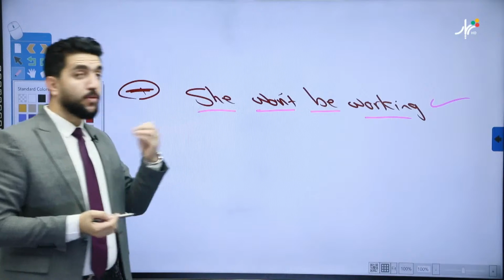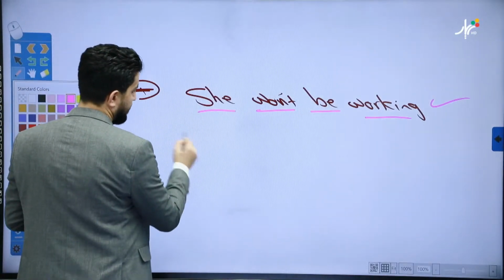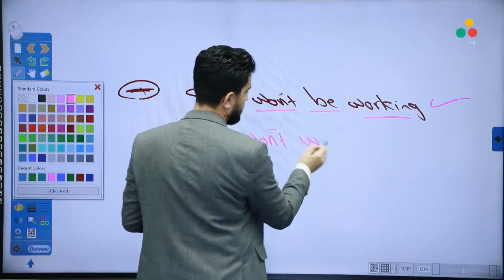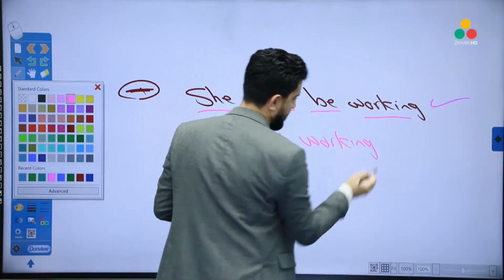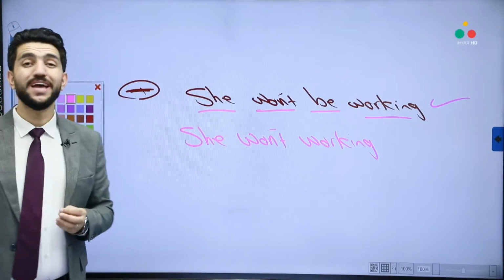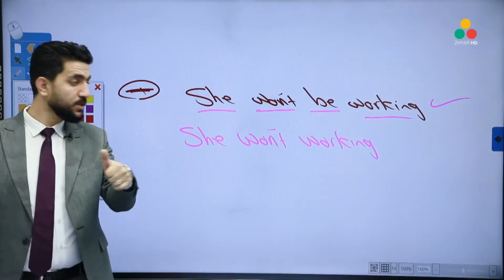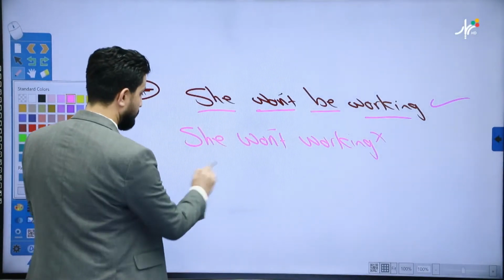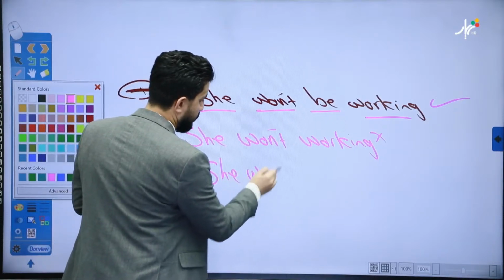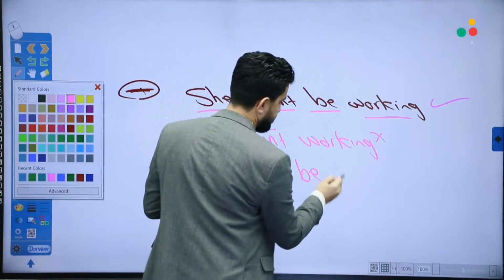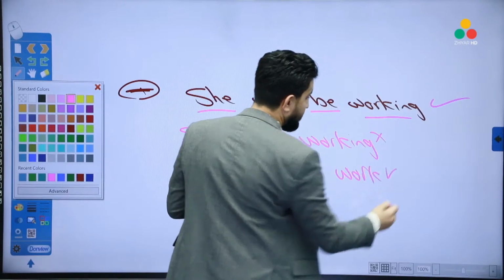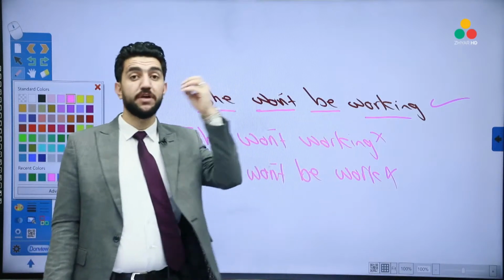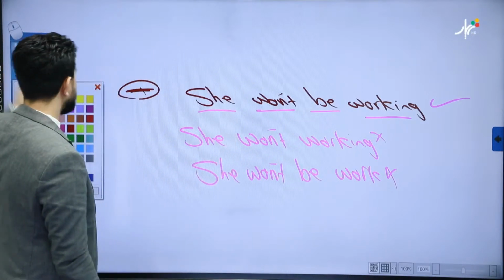We have be, verb be. And what's not correct when it comes to this? For example, if it was like this, she won't working. Is it correct? No. Why is it not correct? Who can tell me? Well done. It's not correct because we don't have be. What about this one? She won't be work. Is this correct? It's not again. Why? Because here we have the be, but we don't have ing.